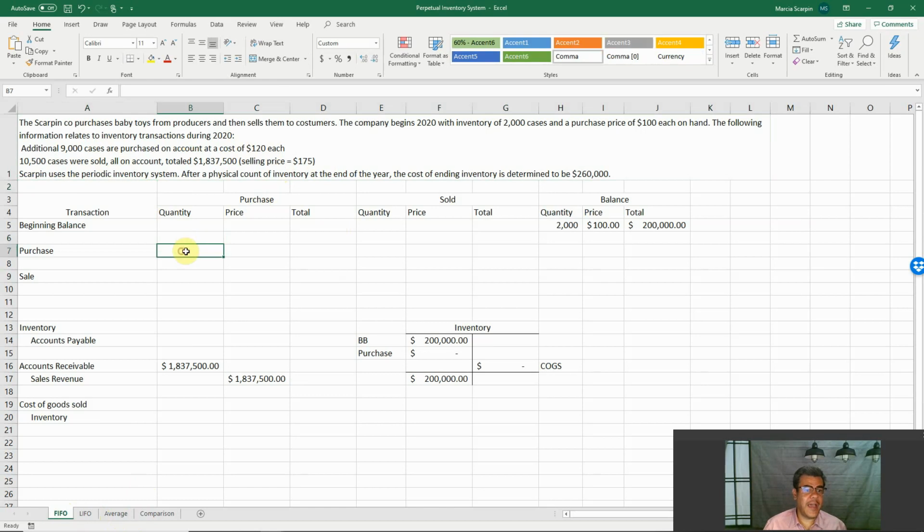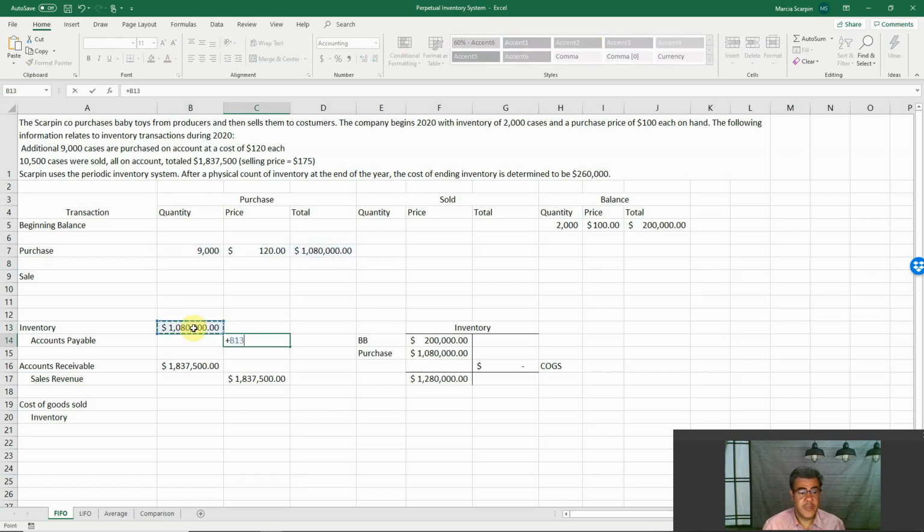So, additional 9,000 cases. Price 120. So, our total will be 1 million. That doesn't change always for our method, because the purchase, just as our sales, is cash based, or it will be cash someday, so we don't change it. Here we don't have average, so we must disclose our purchase here separately. So beginning inventory plus purchase.